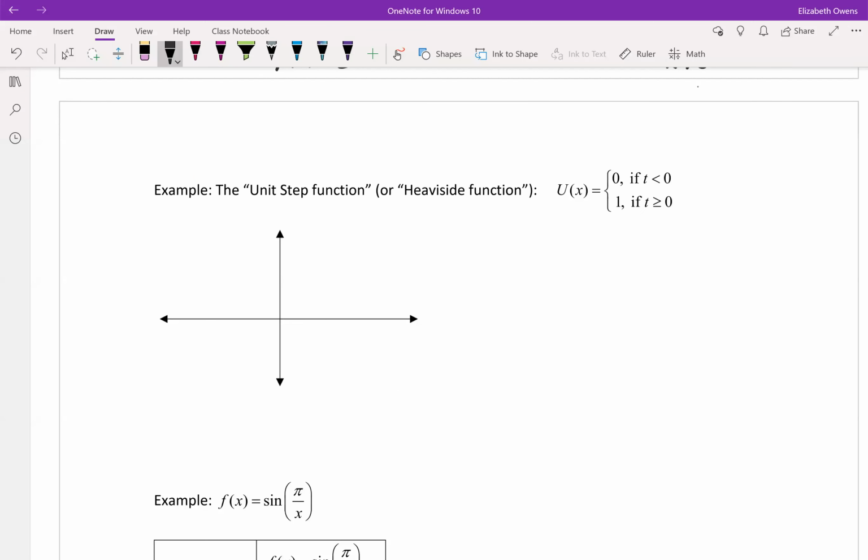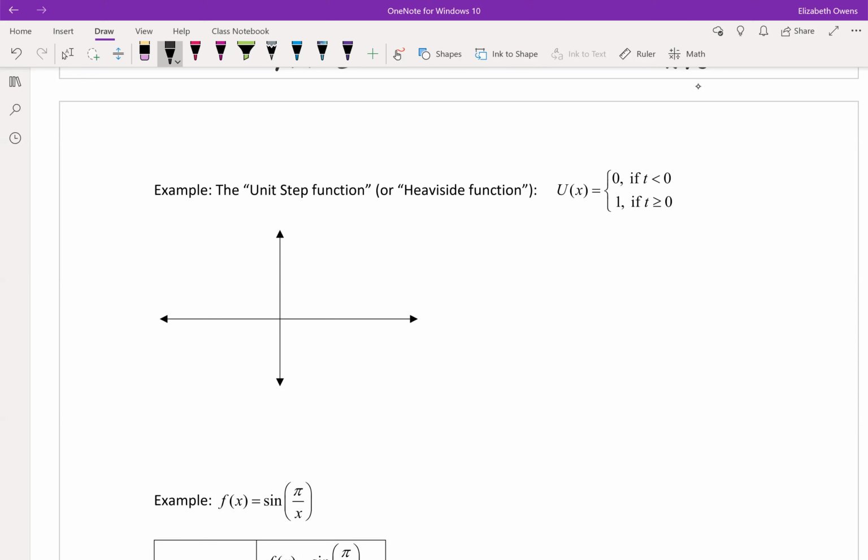Hey everyone, let's take a look at some interesting and unique functions and see if we can look at what limits are going on here. And so for our first function, we're going to look at the unit step function or Heaviside function.